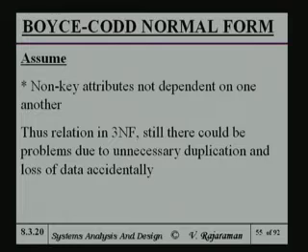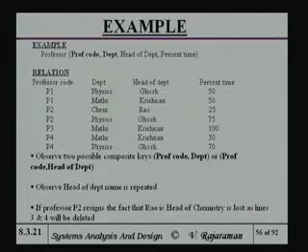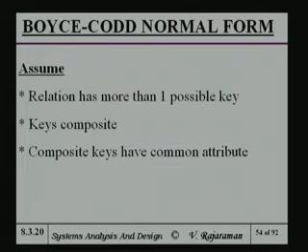In other words, a relation has the possibility of more than one possible key, and the keys are composite, and the composite keys have some common attribute. I'll give an example. Non-key attributes are not dependent on one another, of course, because it is already in 3NF. So non-key attributes are independent of one another, so the relation is in 3NF. Still, there could be problems due to unnecessary duplication and accidental loss of data, even though it is in third normal form, because of this difficulty, namely more than one possible key and the key is composite.